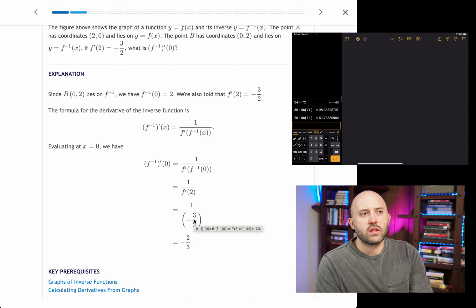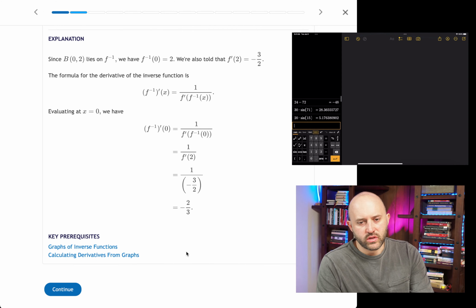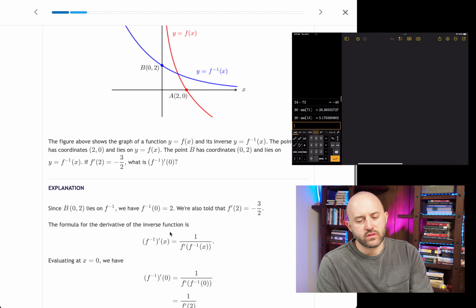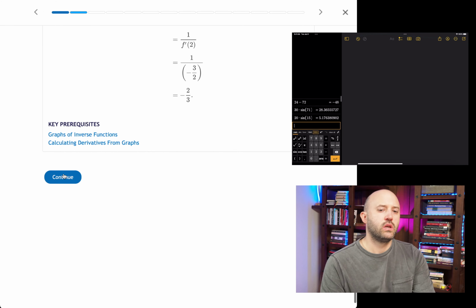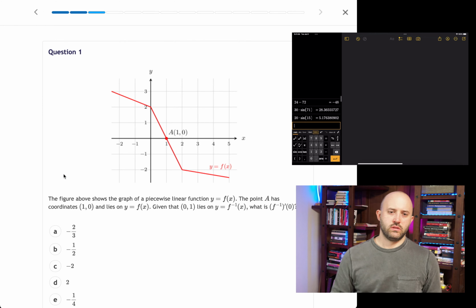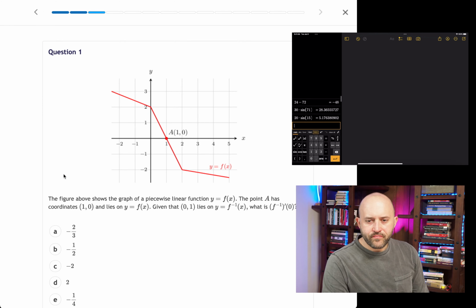Yeah, we're not taking the tangent curve, taking the normal of it. We're taking the inverse. So the inverse means it's just 1 over. So negative 3/2 goes to negative 2/3. Okay. Oh, good. We have to use a graph first.